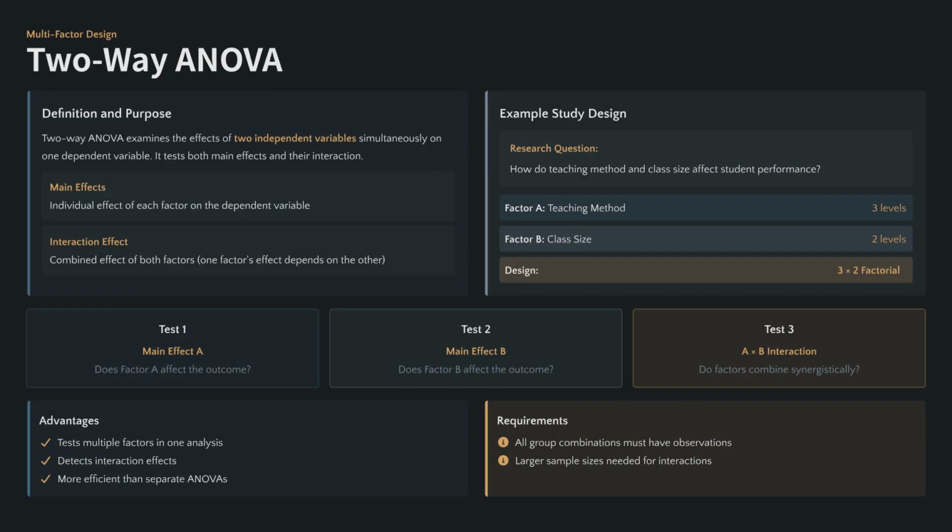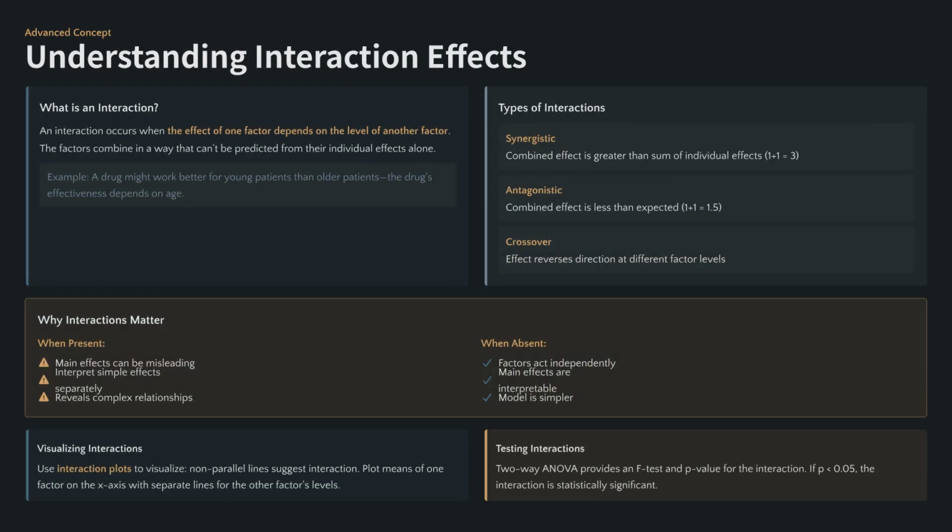In ANOVA, the null hypothesis states that all group population means are equal. The alternative hypothesis states that at least one group mean differs from the others. ANOVA is an omnibus test, meaning it tests all groups simultaneously. If you reject the null hypothesis, post-hoc tests are required to identify which specific groups differ.